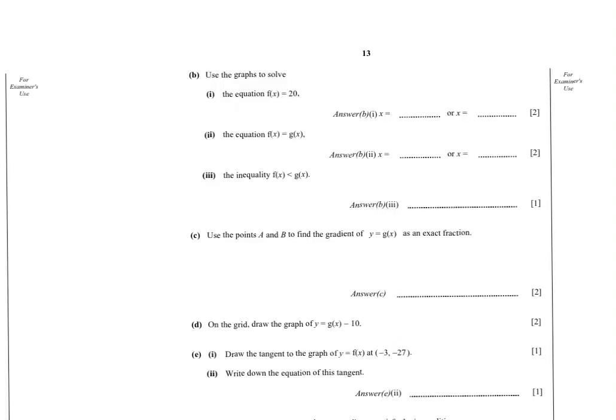Next question. Use your graph to solve the equation f(x) equals 20. To solve this one, f(x) equals 20, draw a horizontal line y equals 20, because f(x) means y. Draw the horizontal line y equals 20 and find the intersection with the curve. Then find the x coordinate for the intersection point. So draw a horizontal line from 20 on the y-axis, then find the intersection with the curve.